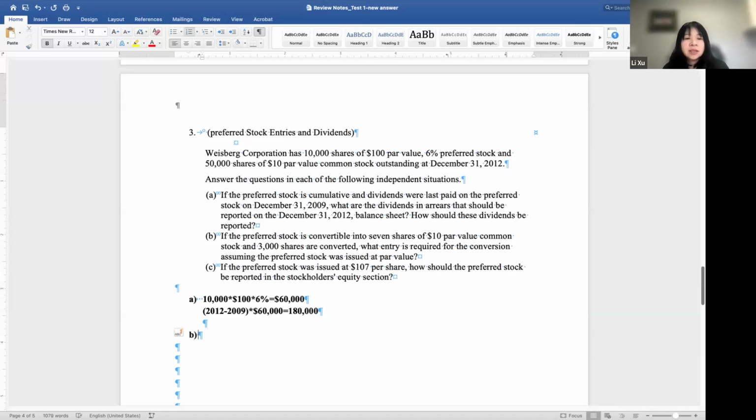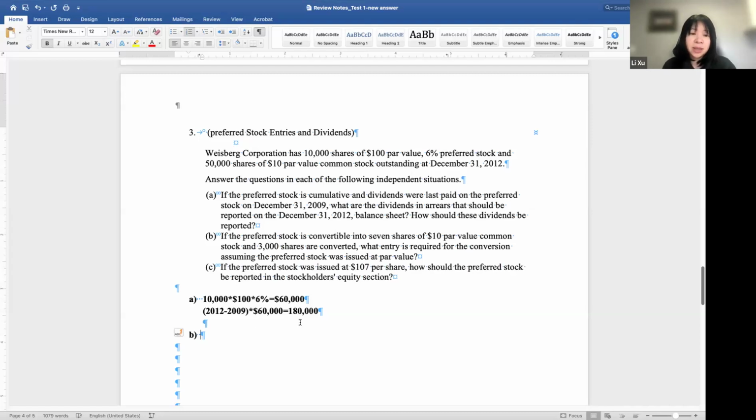So for the second question, the preferred stock is convertible into 7 shares of $10 par value common stock, and 3,000 shares are converted. What is the journal entry? Think about what you receive and what you give up: you give up preferred stock and you receive common stock.